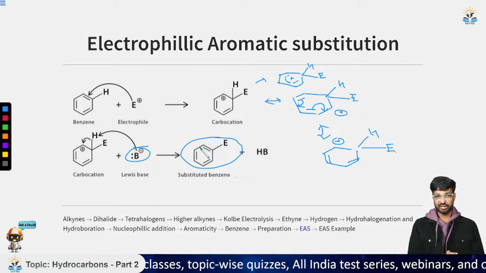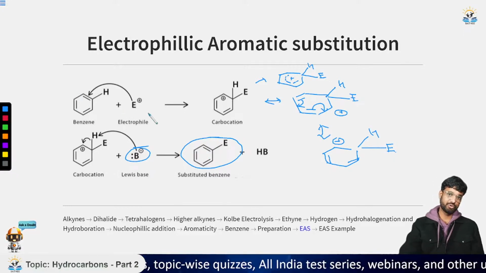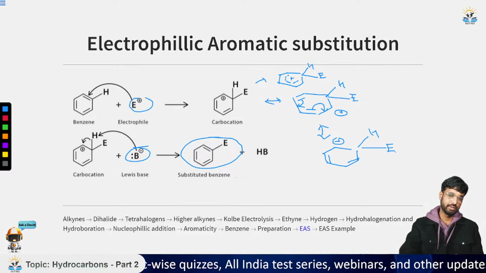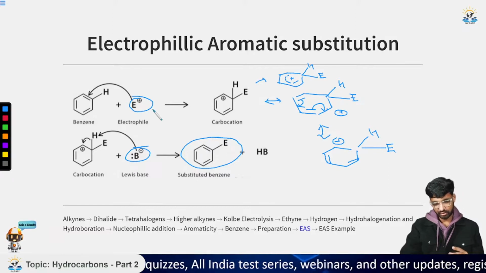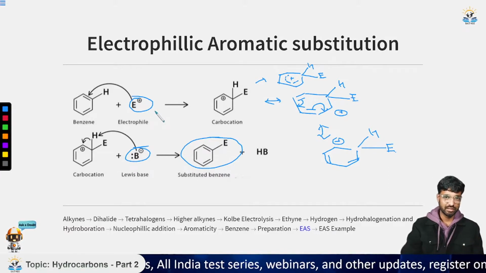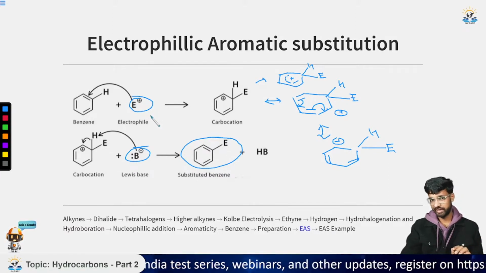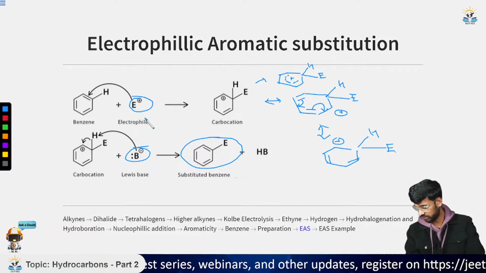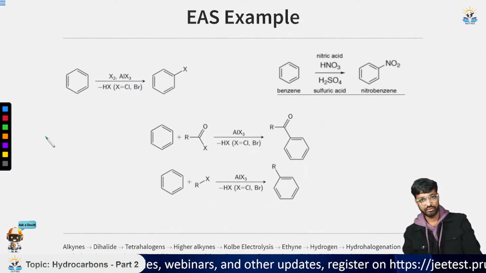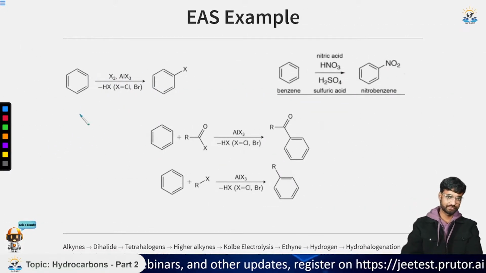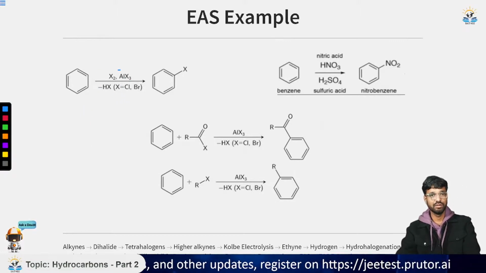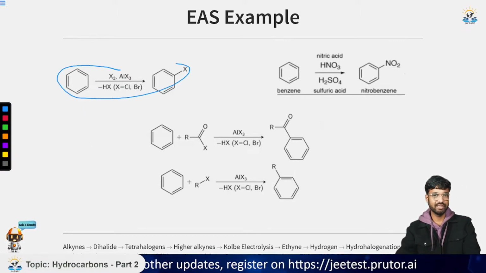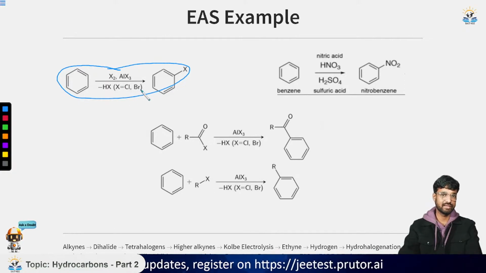Now for the electrophilic aromatic substitution, this electrophile should be very strong. If it is strong enough, then and only then will the electrophilic aromatic substitution take place. So let us take some examples of strong electrophilic substitution. The first one is the Friedel-Crafts alkylation. So we take this Friedel-Crafts alkylation.